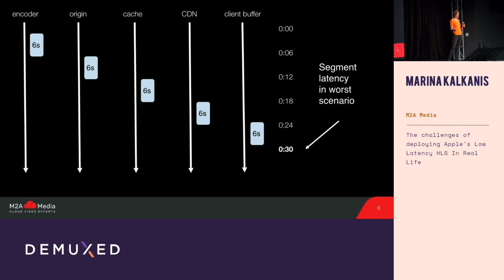And then if you're doing stuff at scale, you've got a lot of steps in between the encoder and the player. And each one of them is going to introduce some level of caching and therefore latency with those segments. So, best case, 30 seconds. I think you're doing well when you do 30 seconds in traditional HLS.